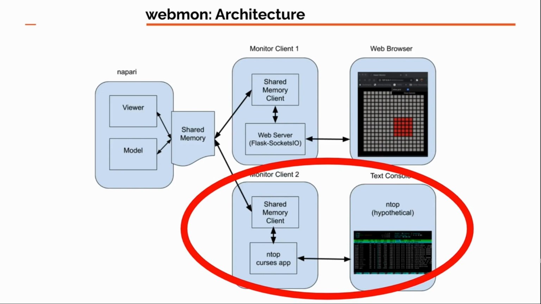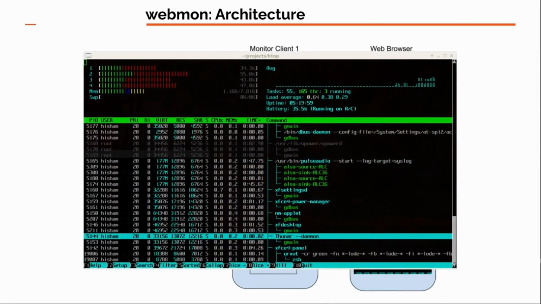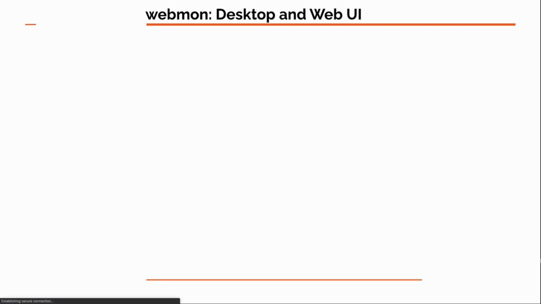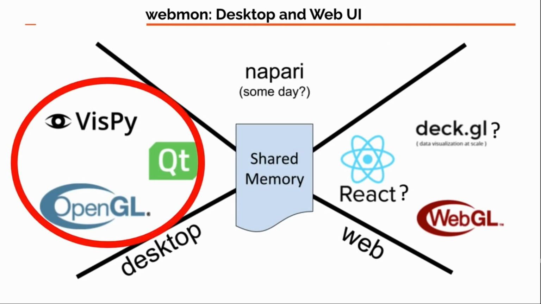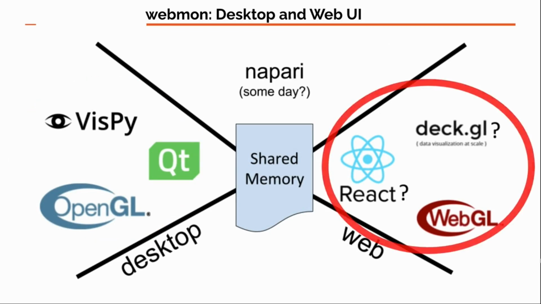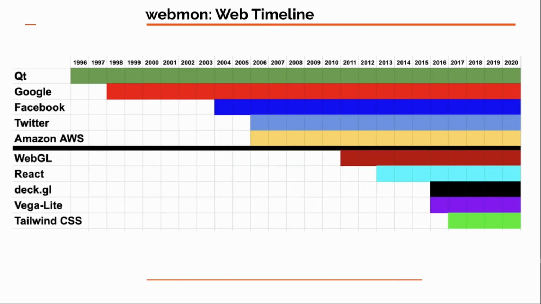So it's really flexible and powerful. This could be a text interface, if you didn't like the web one. So here's a possibility, right? Today you have VisPy, Qt, OpenGL. Maybe someday you could have React or any other web framework, DeckGL or any other visualization library in WebGL. I'm going to belabor this a little bit because I really want to make the point.